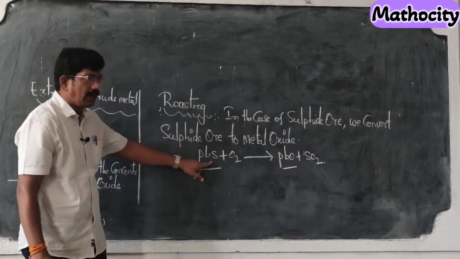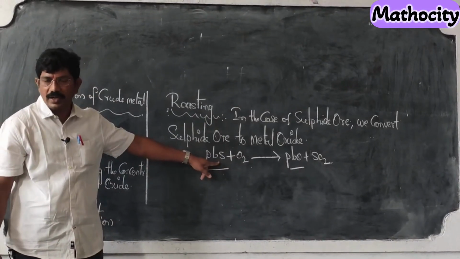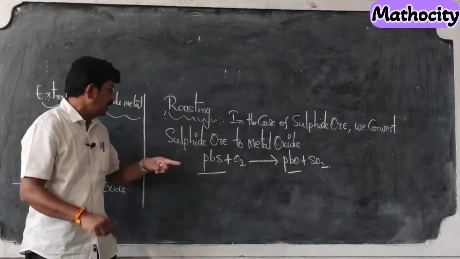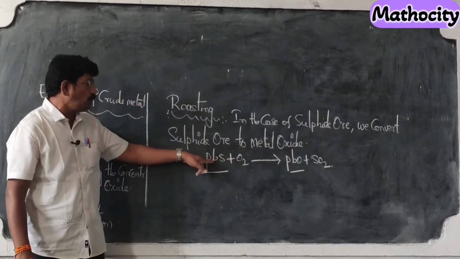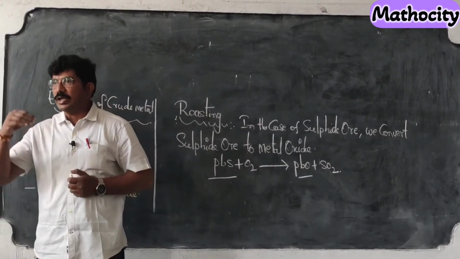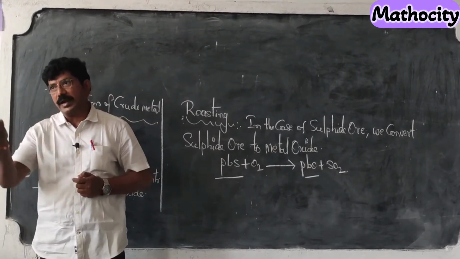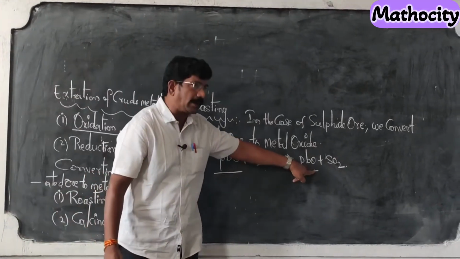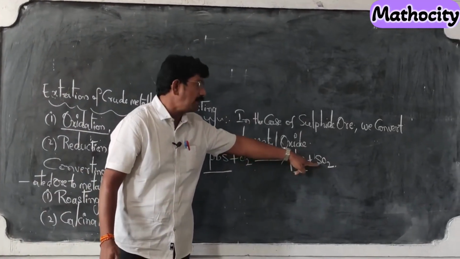See this one. Here lead sulfide is there. That lead sulfide is converted to oxide ore. What you are doing here? You are adding oxygen to lead. What is oxidation? In your 8th class you studied, oxidation is a process in which oxygen is added. Are you clear? You are adding oxygen to lead. So you got lead oxide and sulfur dioxide.